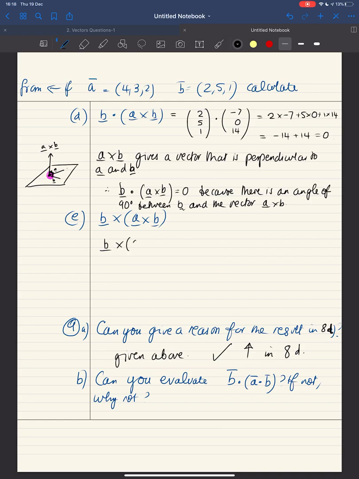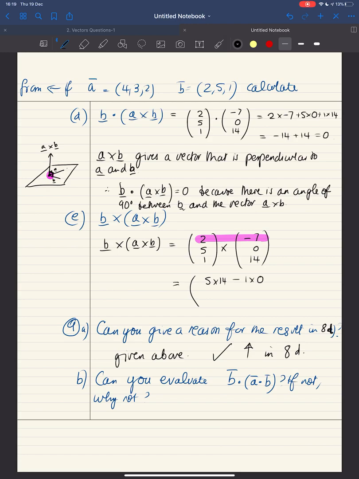B cross A cross B. So this is B. I'll go back and do it that other way because I've got them like this. So this is 2, 5, 1 crossed with minus 7, 0, 14. So ignore the top for the first bit here. And it's 5 times 14 minus 1 times 0.